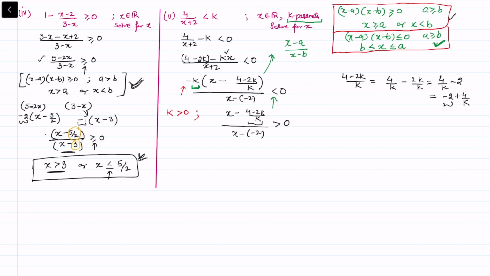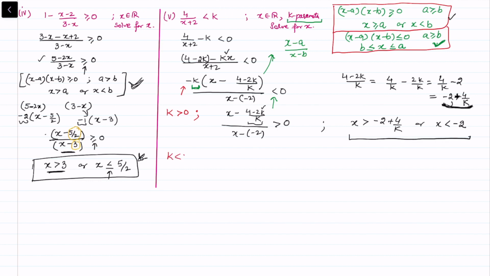So it is minus 2, adding something, 4/k, and k we have already taken to be positive. So this term in the numerator is bigger than the term in the denominator. So I will take the case that x is bigger than minus 2 plus 4/k, which is this term in the numerator, or x is smaller than minus 2. So this will be the first case solution when k is strictly positive.